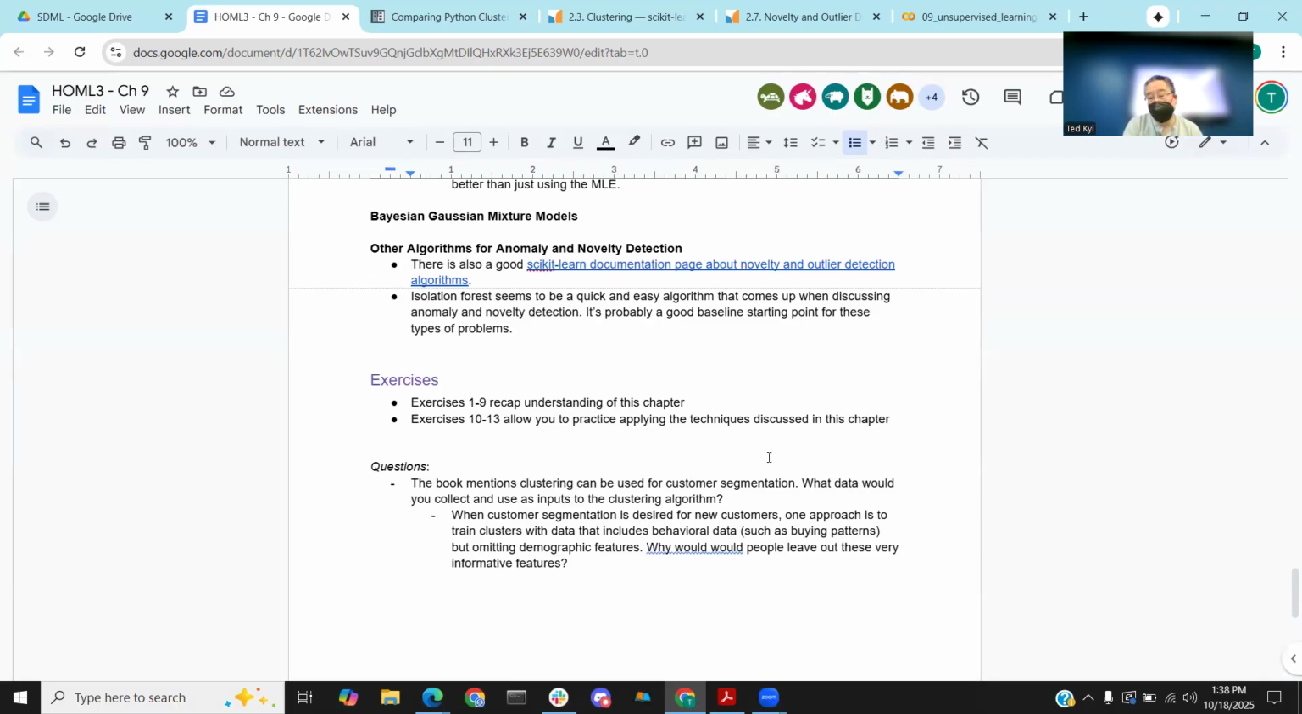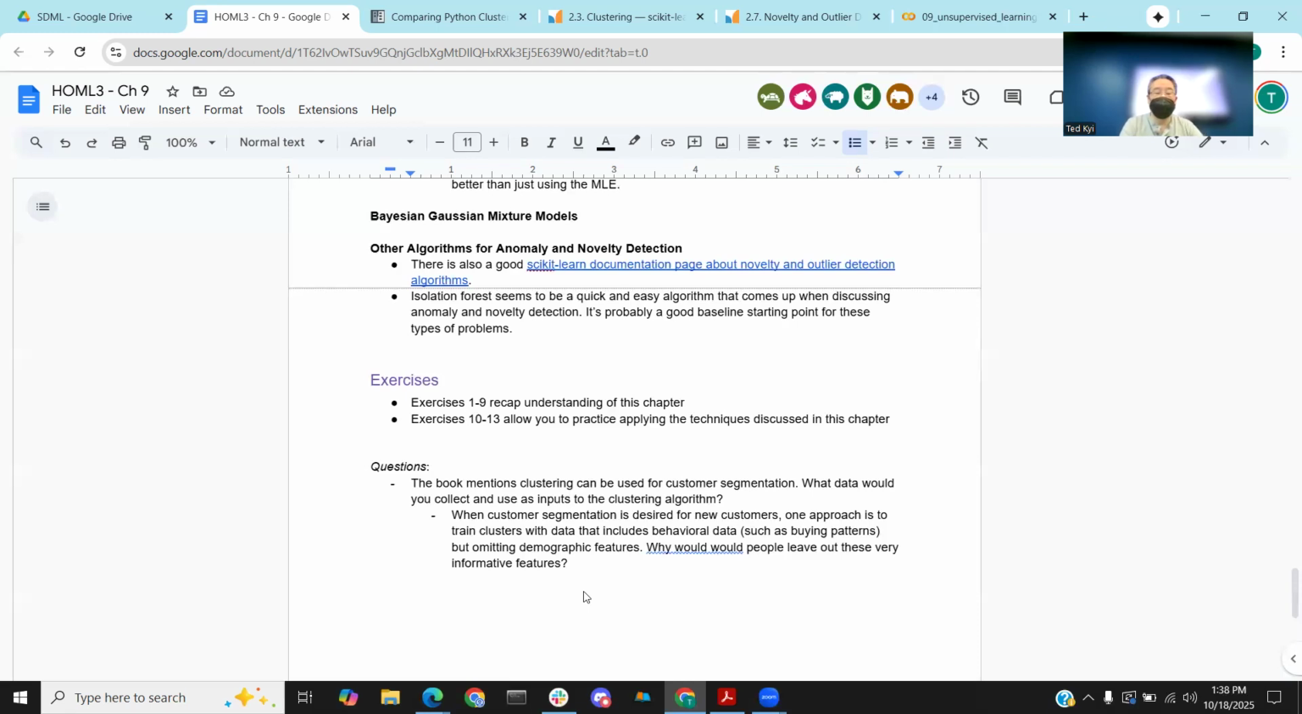And then for those of you who have a minute to stay, I did come up with a question to just sort of extend. You can look at the exercises, but my question has to do with the fact that the book mentions that clustering can be used for customer segmentation. And one thing I ask is, what data would you collect and use as inputs for your clustering algorithm?